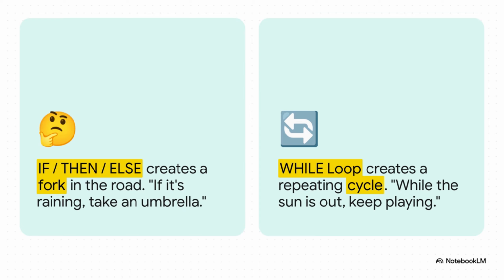An if-then-else statement is like a fork in the road. The program checks a condition, and if it's raining, it goes one way, if not, it goes the other. A while loop is a different kind of repetition. It creates a cycle that keeps going and going, but only as long as a certain condition stays true.